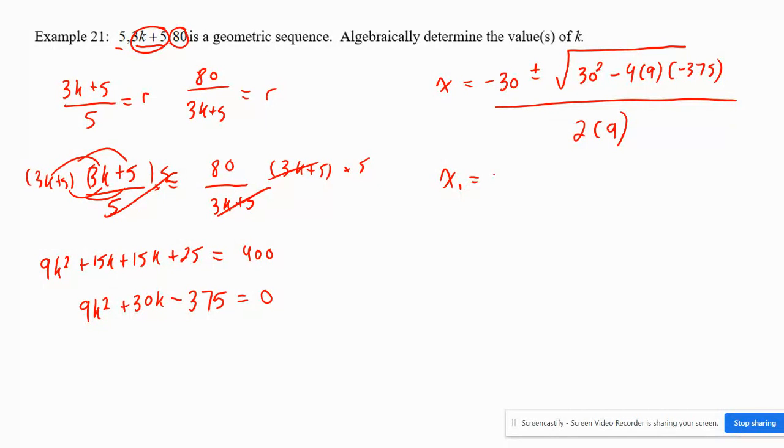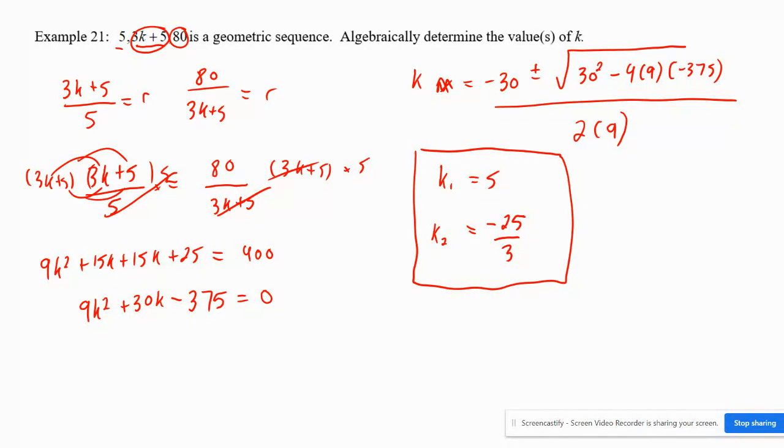So guys, when I do this, I get x1 equals 5. Sorry guys, this is k equals, not x equals. So that means that k1 equals 5. And that means k2 equals, and the same thing, just change this to a minus. So these are the two values that we got for k over here, and that's what we had to do for this question here.